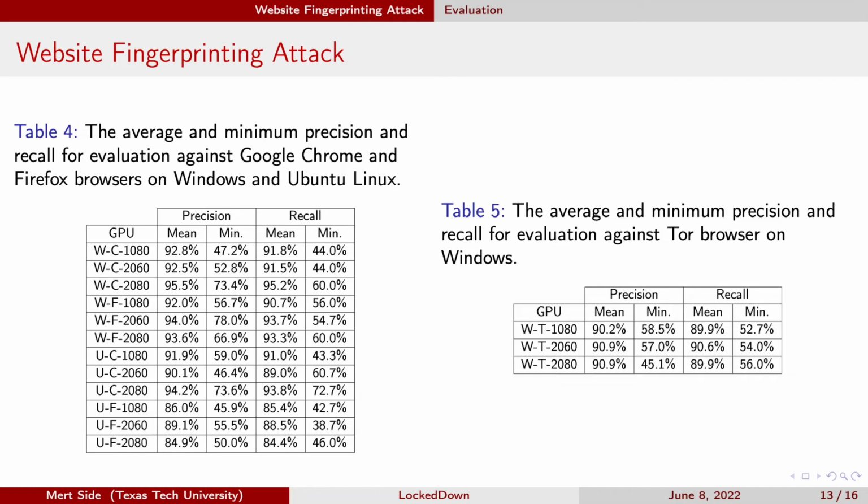Under each setup, we trained an FCN model where the training dataset consists of 100 captured data transfer latency traces for each website. We also collect another 150 traces per website for our test dataset. Our results show that this fingerprinting method can achieve up to 95% accuracy. Moreover, our attack is also evaluated against Tor browser with up to 90% accuracy.